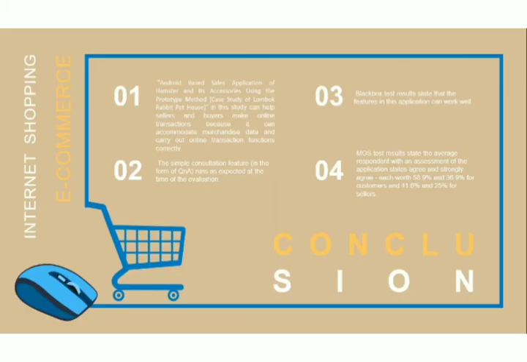And now is the conclusion. There are 4 conclusions that can be drawn in this study. The first is that the Android-based sales application of hamsters and their accessories, using the prototype method, case study of Lombok Rabbit Pet House, in this study can help sellers and customers make online transactions. The second is that the simple consultation feature in the form of Q&A was expected at the time of the evaluation.